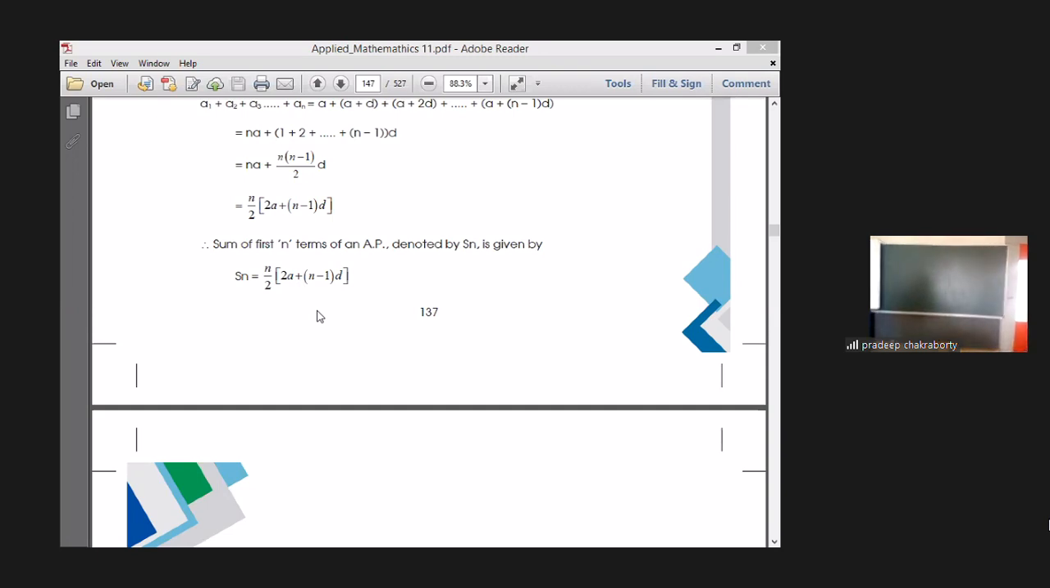There are formulas. See on the board. Sum of the n terms, Sn will be n by 2.